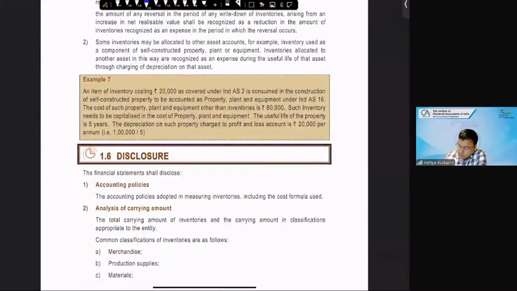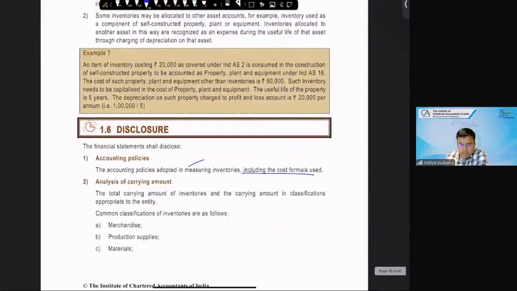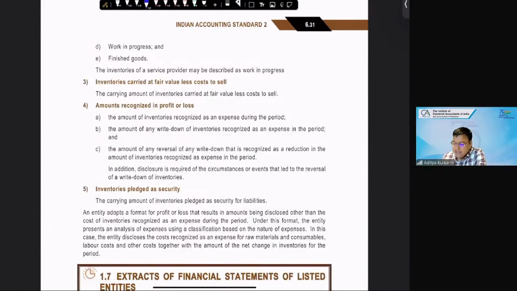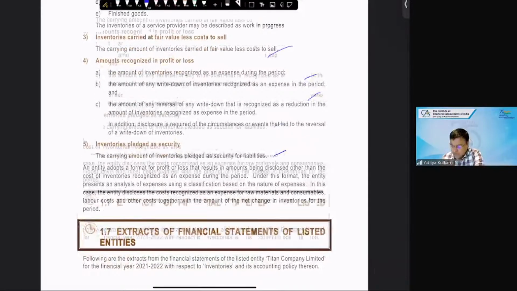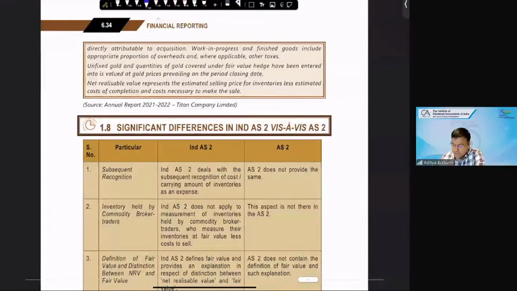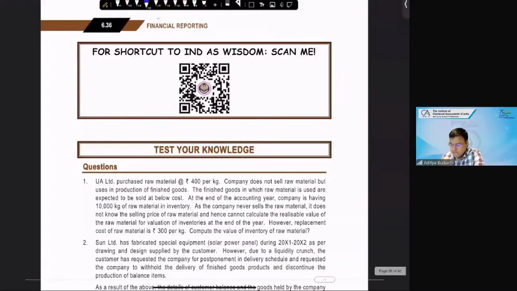What are you going to disclose? What is the accounting policies, including the cost formula used? Analysis of carrying amount. You will have basically all these categorization of inventories. Inventories carried at fair value less cost to sell, agricultural produce, those categories. Amounts recognized in profit and loss, and inventories pledged as security for liabilities. These are the 5 disclosures. That's about it. Okay. So we are done with our standard on inventories.